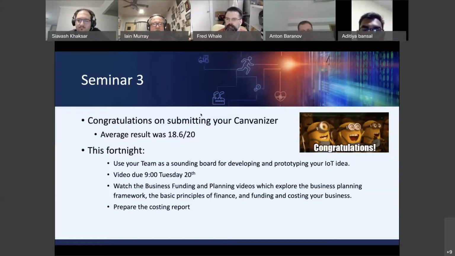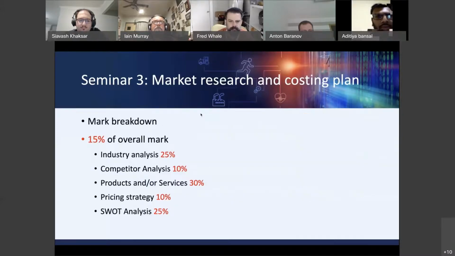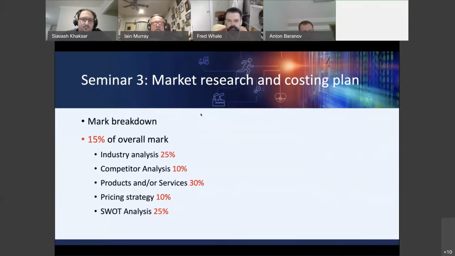Of course, the big bit, we've got to start work or complete the costing report, which will be due in a couple of weeks. Okay, so the costing report itself. Here's the mark breakdown. It's 15% of your overall mark, so a fairly significant amount of the overall mark that you will get for this component of the MicroMasters. At this stage, it's intended for an audience that's really only you and your project advisors.